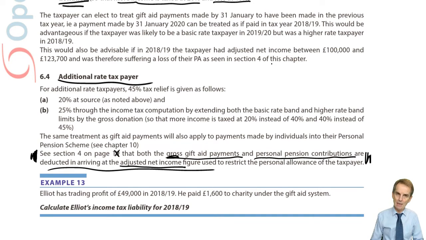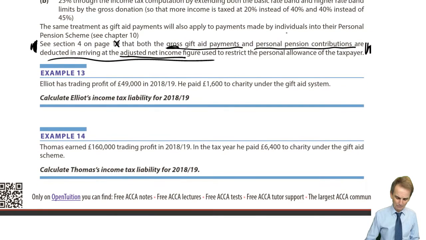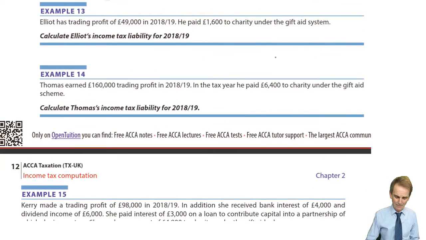Again, it's a mistake often made by students. They just think about pension contributions like they are one thing. No, they are not. The system that I've just explained to you is for personal pension contributions, not occupational pension scheme contributions. That we'll talk about in Chapter 9 on employment income, and about both of these schemes in more detail in Chapter 10. Okay, let's have a look therefore at some examples now.